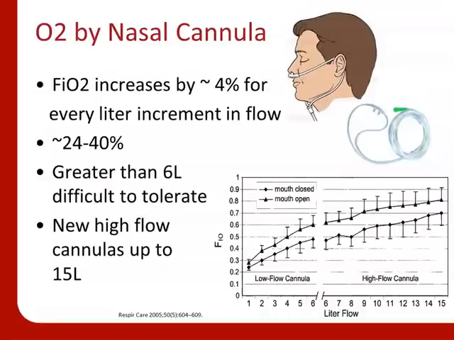There are new high-flow nasal cannulas that will go all the way up to 15 liters. It's a little bit hard to figure out how much oxygen a person is really getting when they're breathing through a nasal cannula that's getting 10, 12, or 15 liters of flow. If you look at this graph from a study from a few years back, you can see at about 6 liters, it's anywhere from about 50 to 60% whether they have their mouth open or closed, and that goes all the way up to about 70 to 80% around 15 liters.